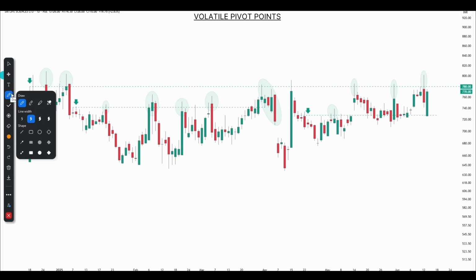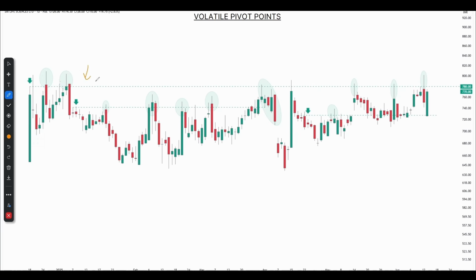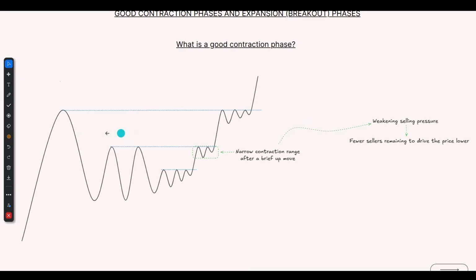Our next example is Sai Life. We discussed this. See, fake breakouts, fake breakouts, multiple fake breakouts. Whenever we see this kind of price structure near a major pivot point, that is our first sign to ignore this setup. Now we will discuss good contraction phases and expansion phases, which is the breakout phase.